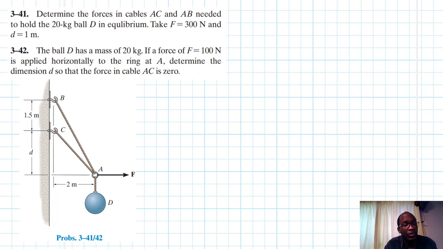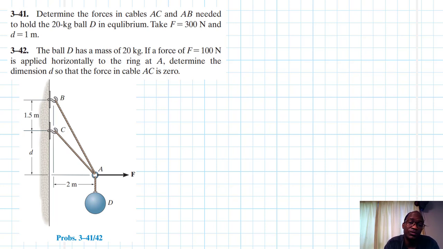Hello, I welcome you all to this another interesting screencast, and the problem reads: determine the forces in cables AC and AB needed to hold a 20 kg ball D in equilibrium. Take F equal to 300 newtons and D equal to 1 meter. In the second case, the ball D has a mass of 20 kg.